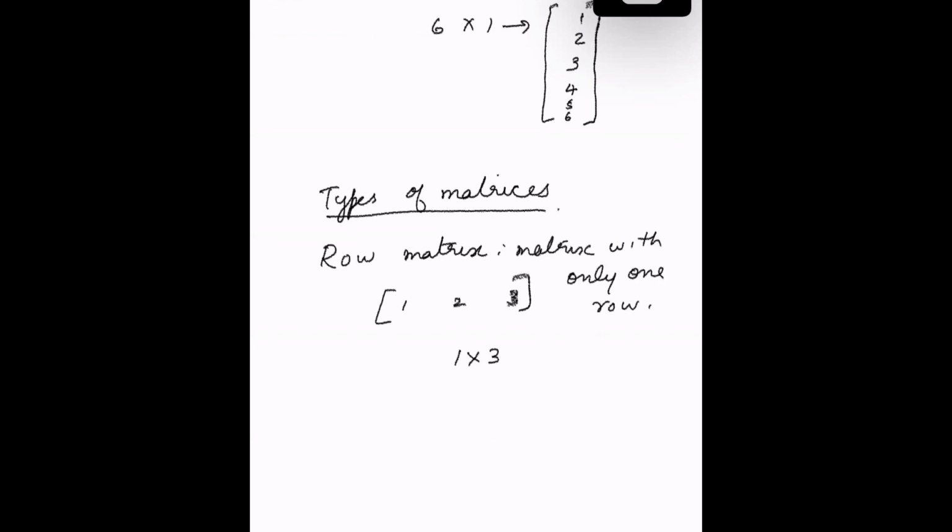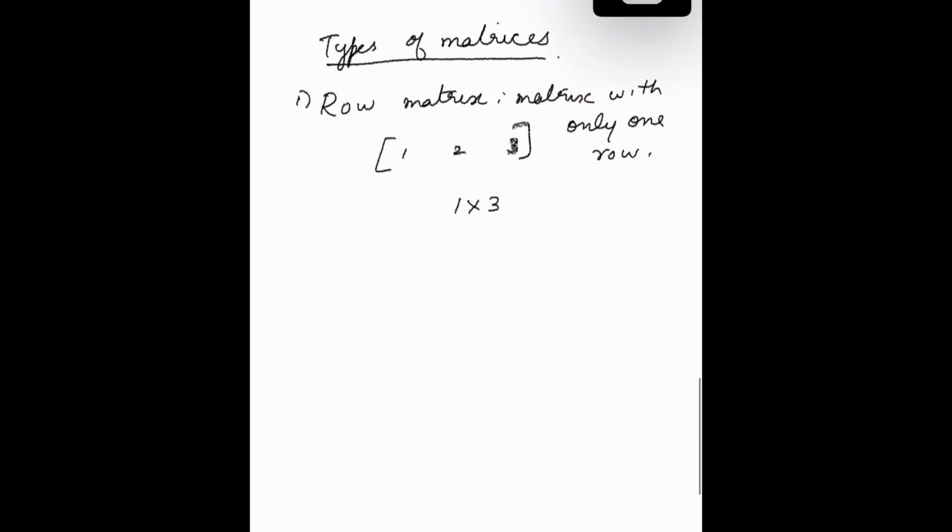But look at the columns. It can have more number of columns. It's not that it should have only one column. Our condition is that it should have only one row. If it has only one row, that's called a row matrix.